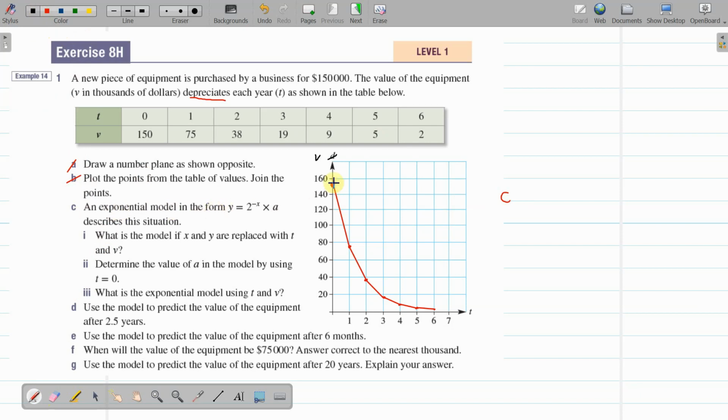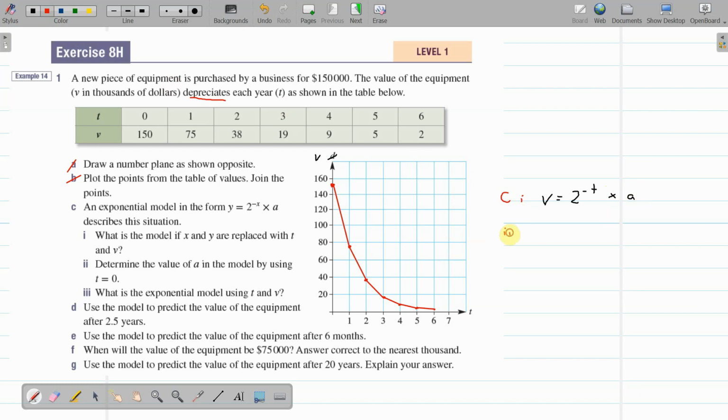An exponential model, so this is an exponential graph going downwards. Is the form of y equals 2 to the minus x times a. So that's this one. What is the model if x and y are replaced with t and v? So x and y replaced with t and v. So y is replaced with v. So put v equals, instead of y equals, 2 to the minus x is replaced with t times a. That's C part 1.